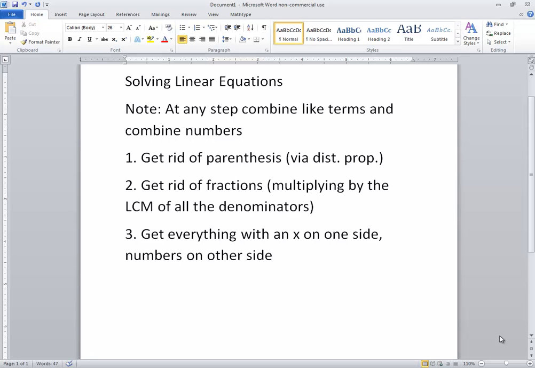Now when I say everything, I'm talking about terms. Step 4, divide both sides by the number in front of the X. Now you'd replace whatever variable you're working with for this problem.